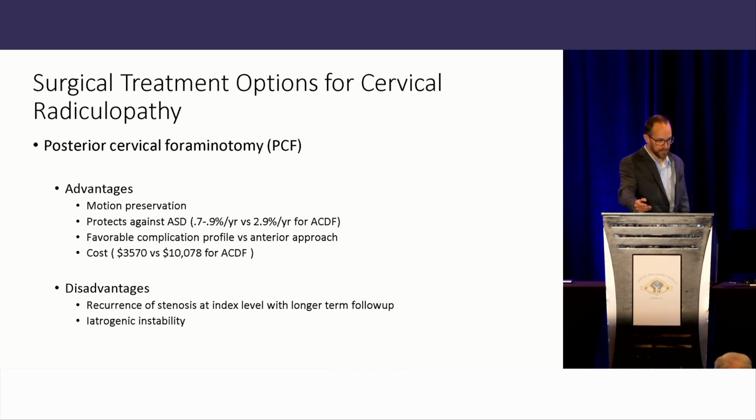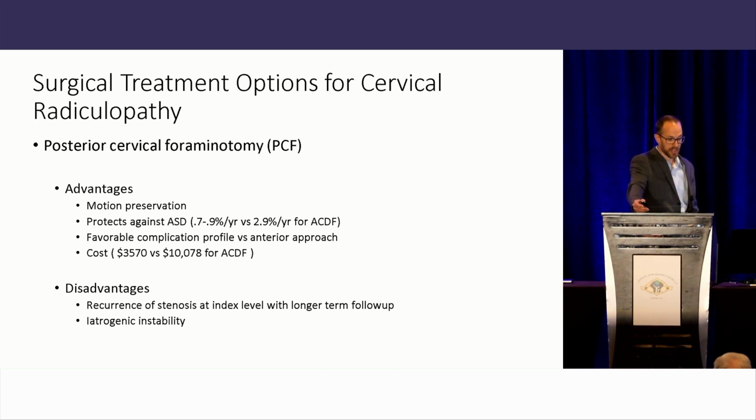And then finally, posterior cervical foraminotomy. So this may, in fact, be the motion-preserving procedure, and likely is. It's the OG. Protects against adjacent segment degeneration. The rate is 0.7 to 0.9% per year versus 2.9% per year for ACDF. It certainly has a favorable complication profile related to the lack of need for an anterior approach, and is less costly.